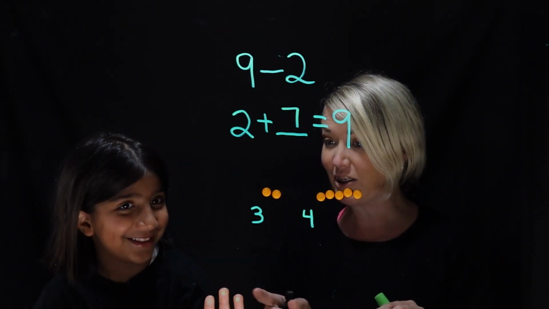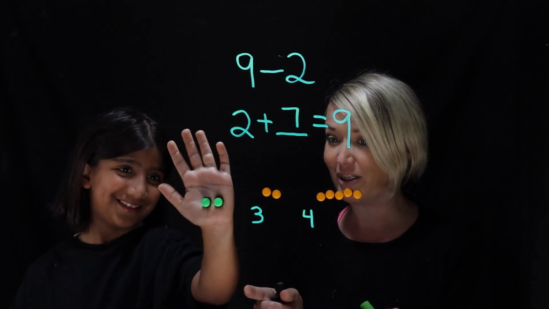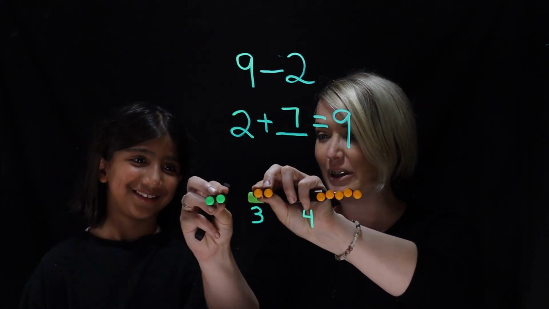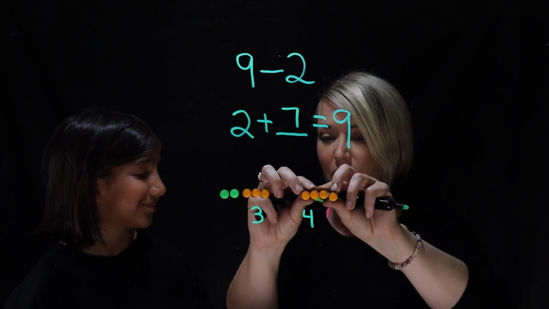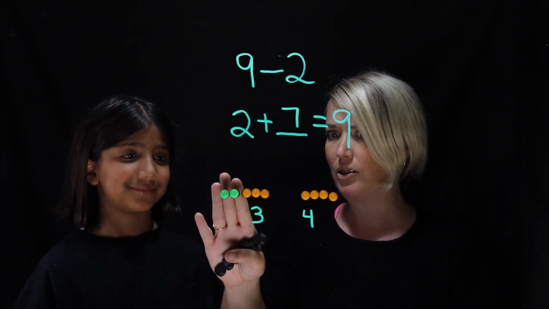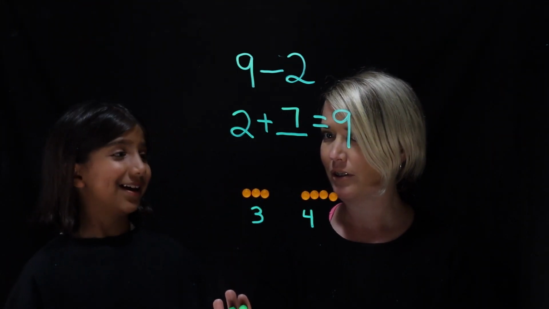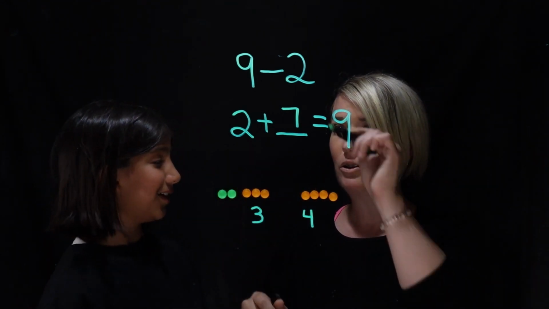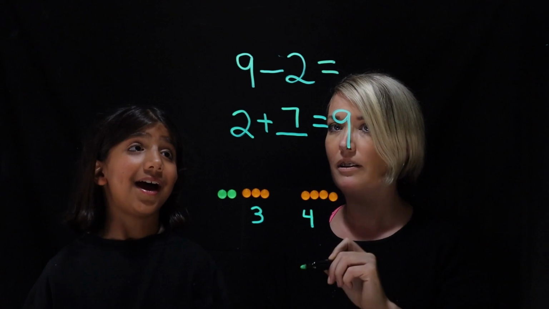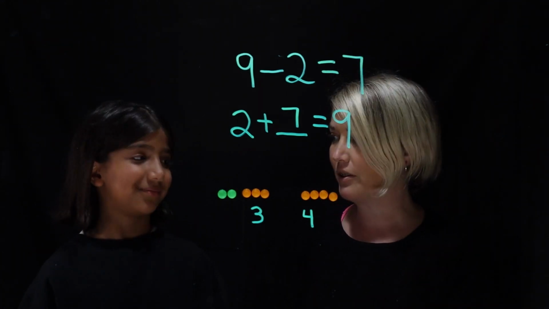Oh, so what you just did, Raha, was subtraction there, because look at this. You started off with the 9 and then you took away 2. Or you start off with the 2 and you count how many you need to add. So what's 9 minus 2, Raha? 7. Perfecto.